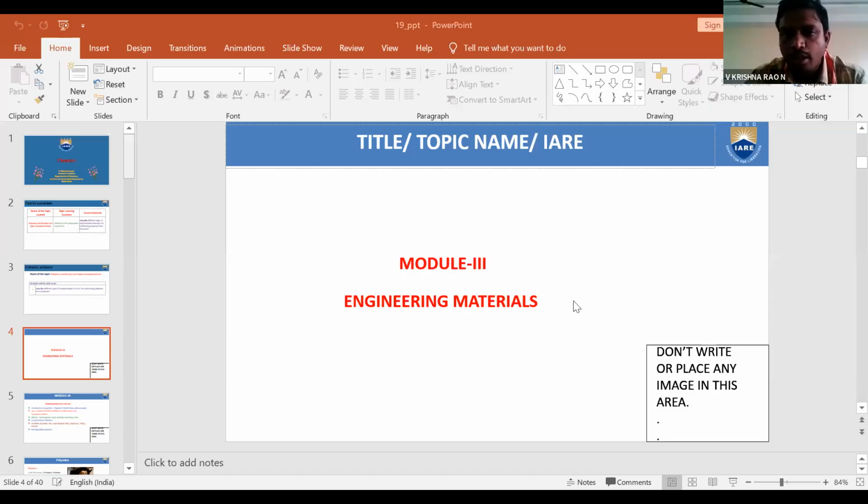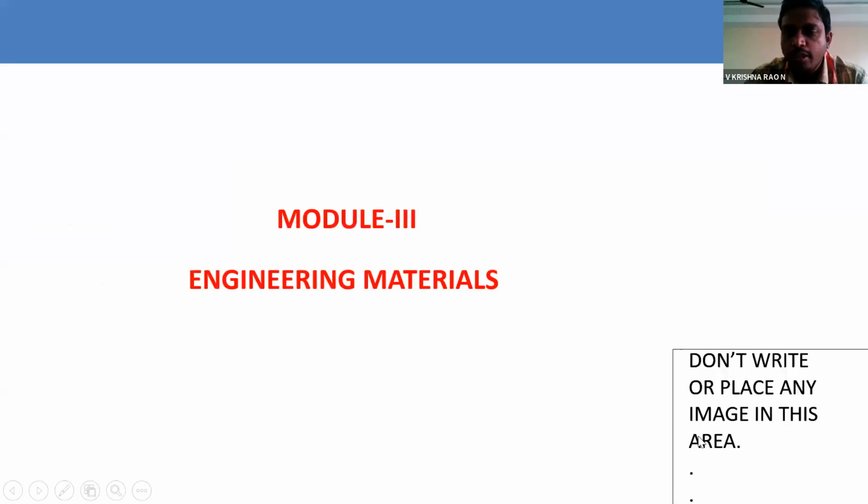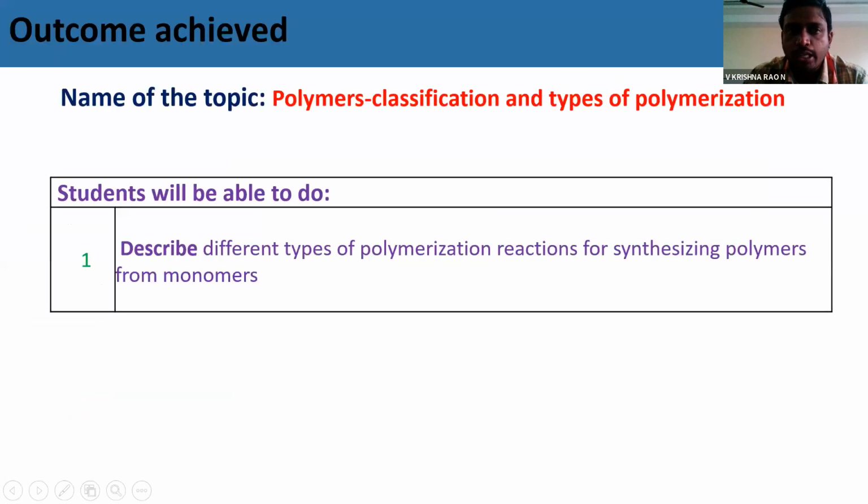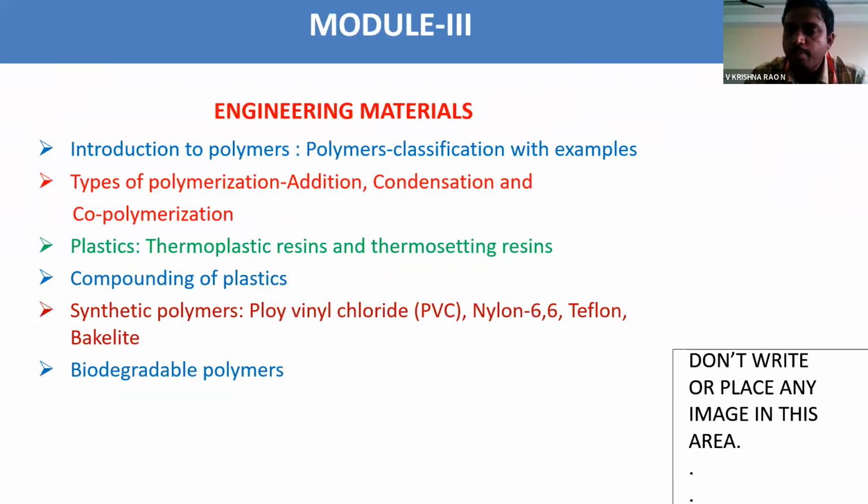Next module is the engineering materials. A small introduction part we will need to discuss here. In this engineering materials module 3, the syllabus we have up to the CIE is introduction to polymers. Polymers and classification with examples. How the polymers have been classified.